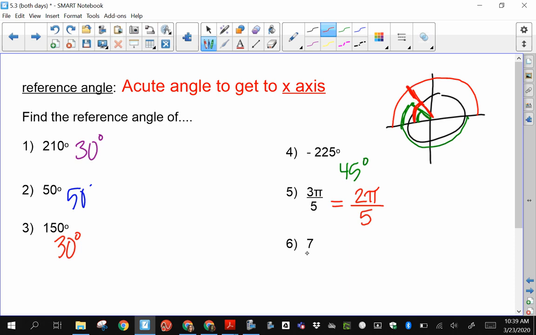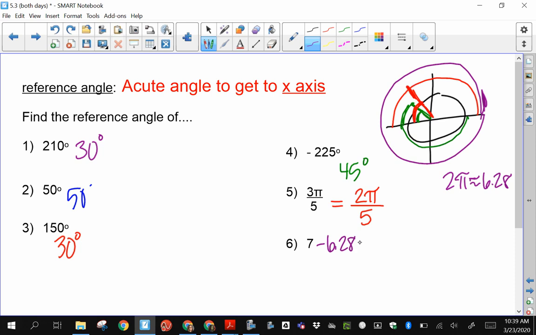And lastly, 7, that must be radians. 7 radians. Think about that. From 0, measured in the positive direction, all the way around is 2 pi. 2 pi radians is about 6.28 radians. So that means I have to keep going. If I subtract 6.28 radians, I get about 0.72 radians.